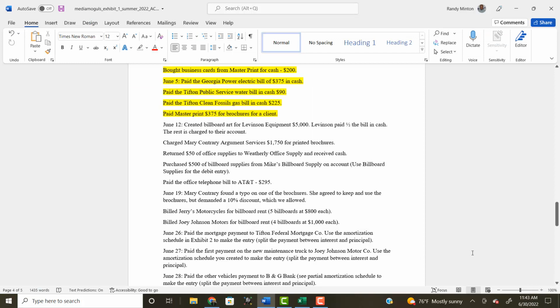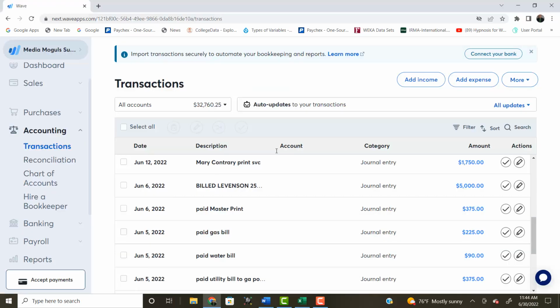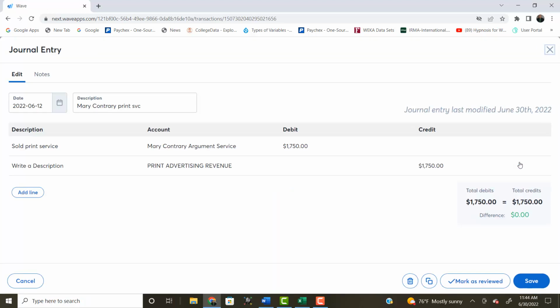Now I'm going to come back over here and highlight this in yellow, or some color to indicate that you've done it. The next one: charge Mary Contrary Argument Services $17.50 for printed brochures. So if I come back over here, here it is. Again, you would come up here, hit More, and add a journal transaction. I already did the journal transaction. I'm just going to show you the result of it.